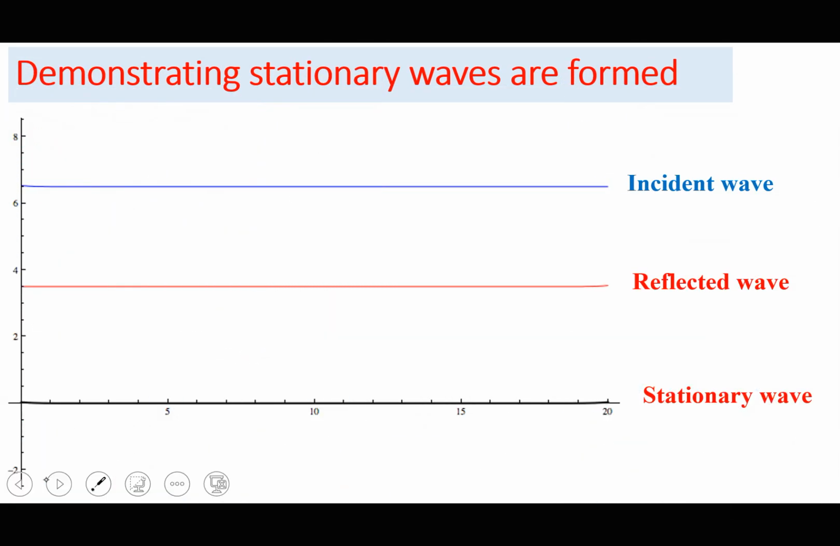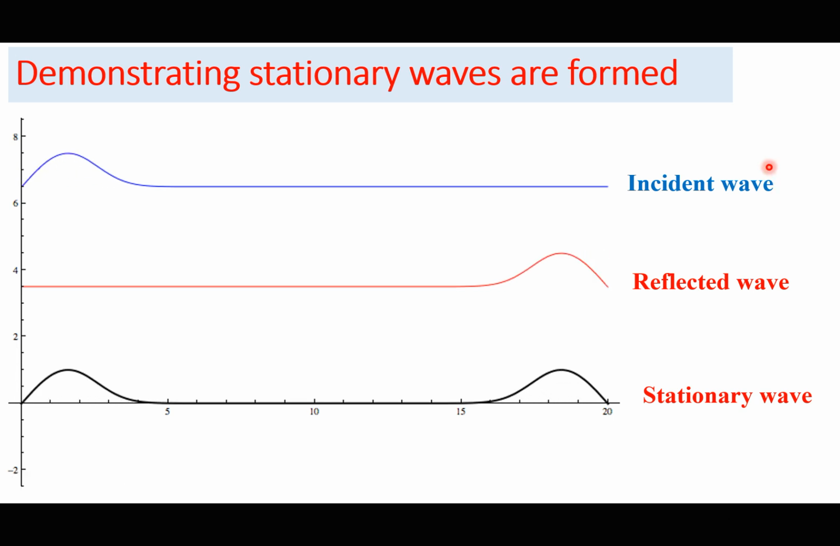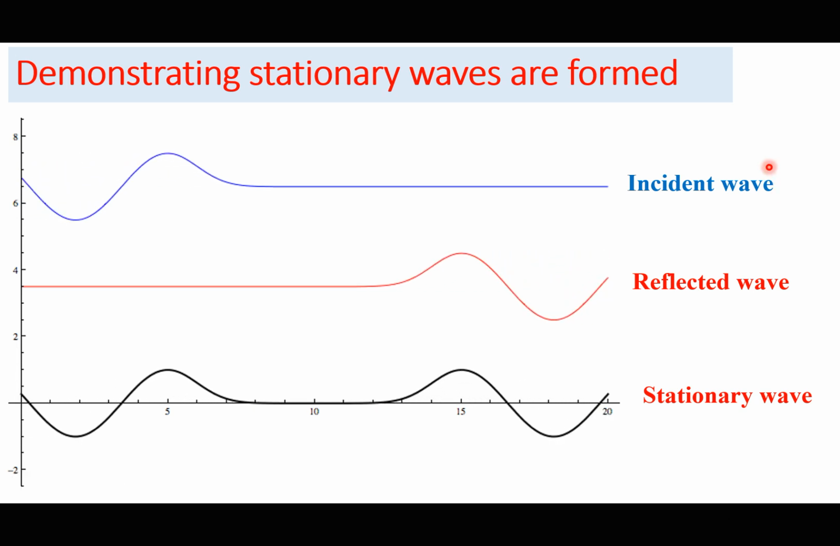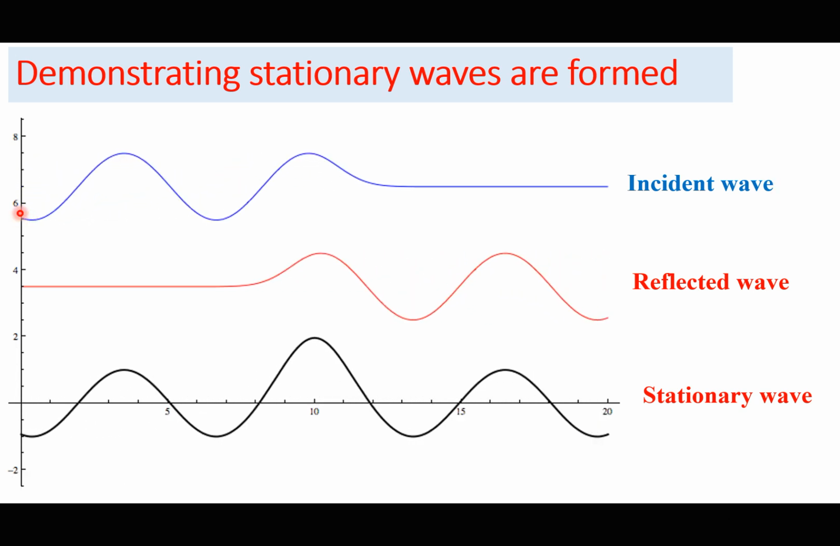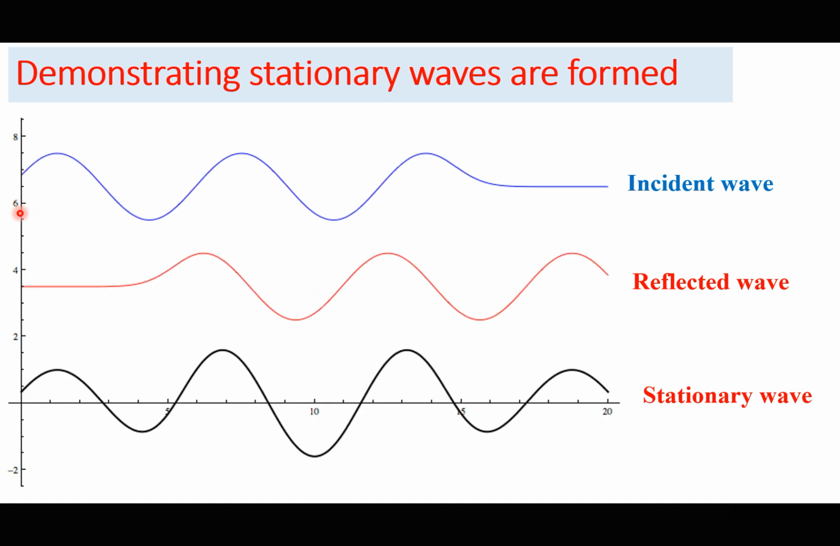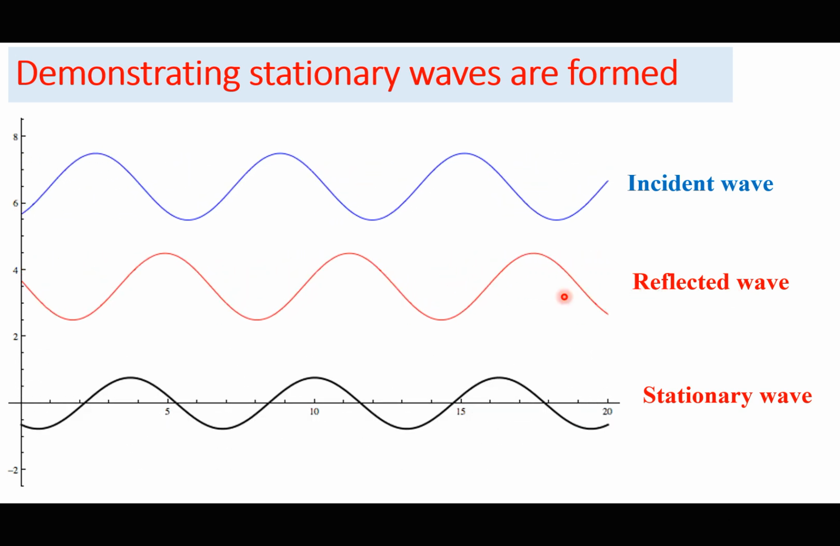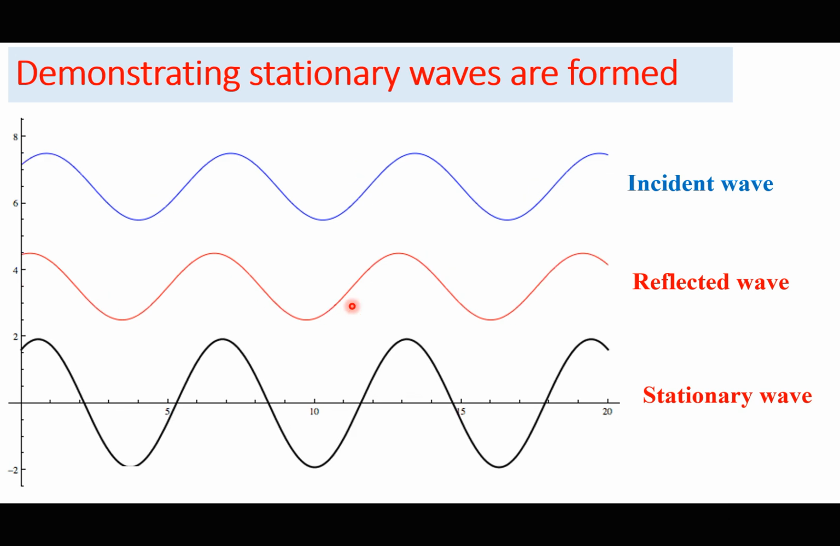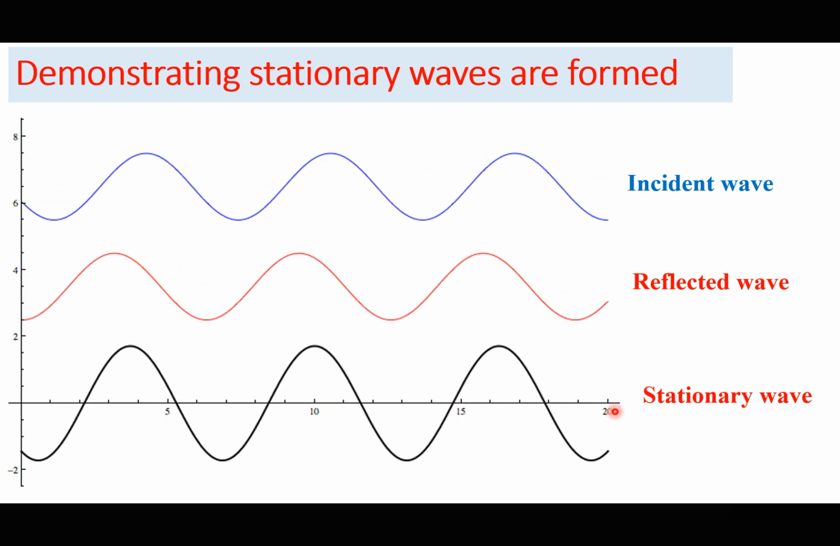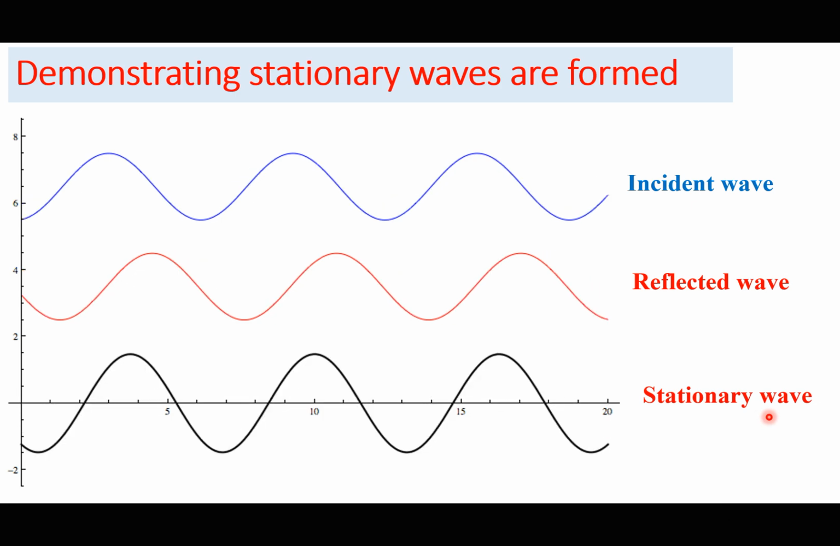So we have the incident wave, which is leaving the left-hand side to the right-hand side, and it is in blue. And we have the reflected wave, which is leaving the right-hand side to the left-hand side. And what is formed is what is going to be called the stationary wave.